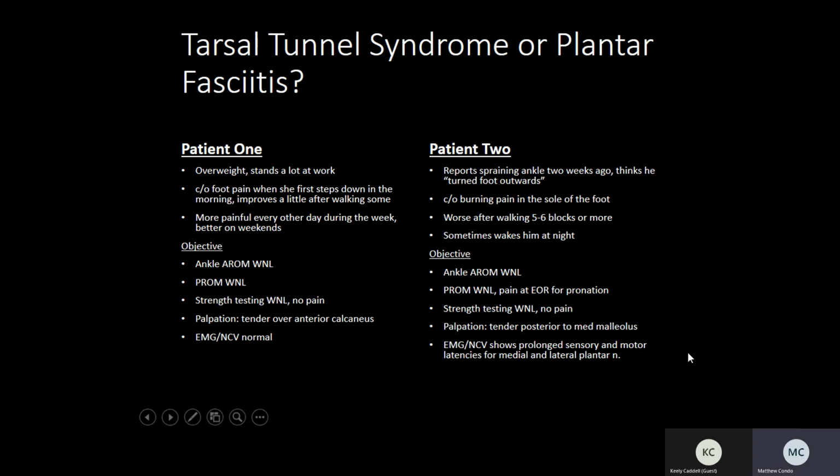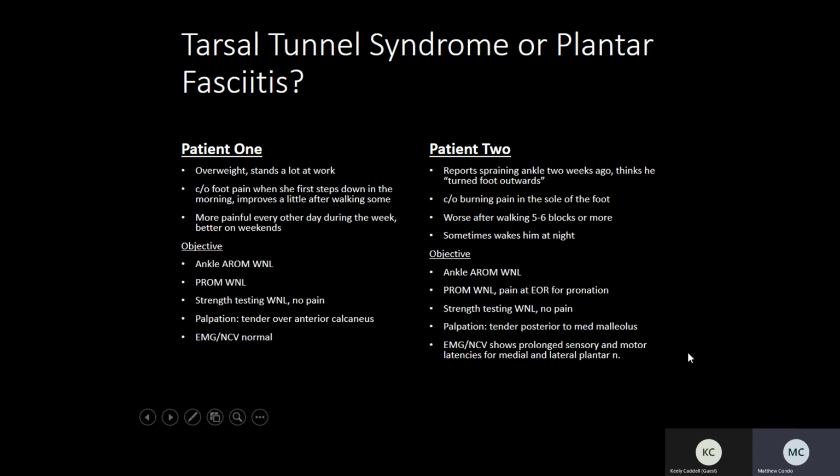We check out this person, ankle range of motion, fantastic. Actively and passively. Strength testing, fantastic. They have a little bit of tenderness over their anterior calcaneus. EMG, NCV look okay.